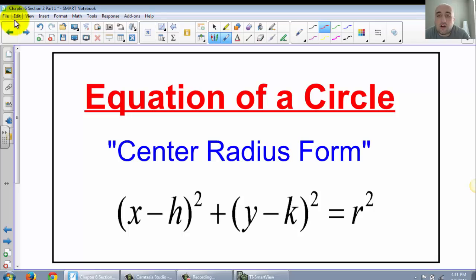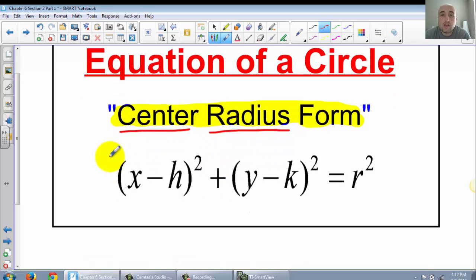All right, so circles have an equation. It's a special equation. This one that we're going to look at is called center radius form. And it's called center radius form because it's very common sense here. It tells you what the center is, and it tells you what the radius is right in the equation. Okay, so this slide is basically just so you can have the formula handy, so you know where it's at.